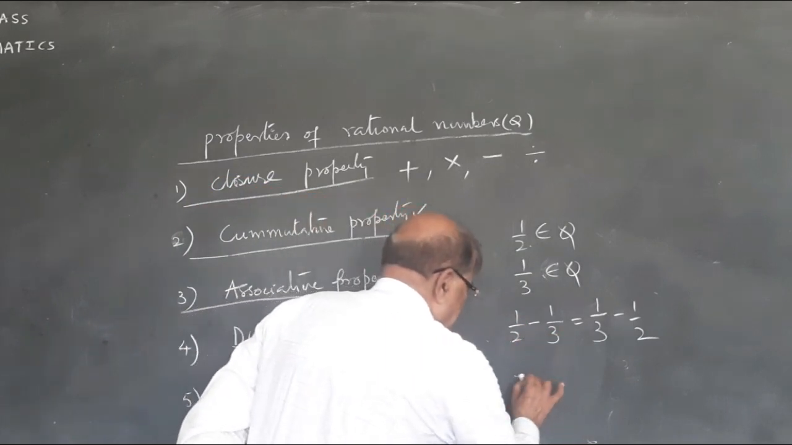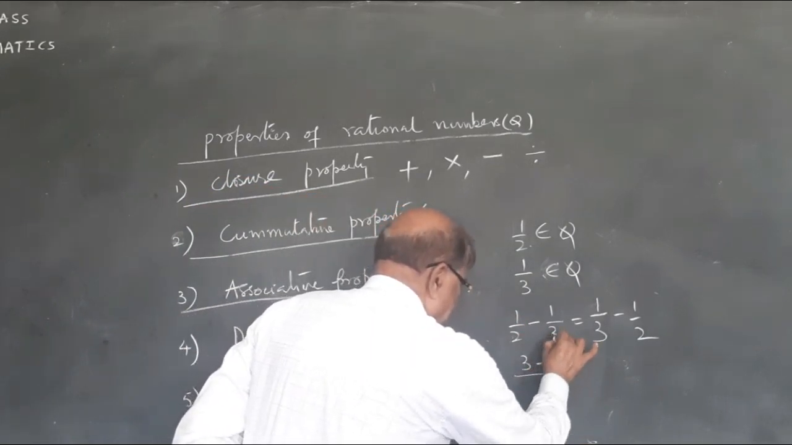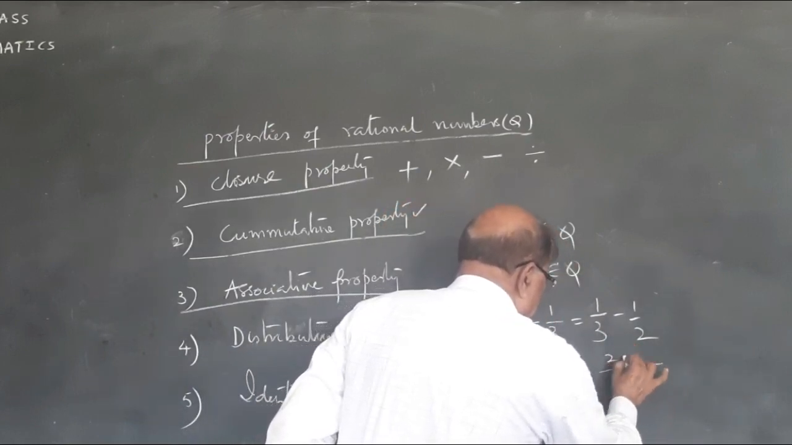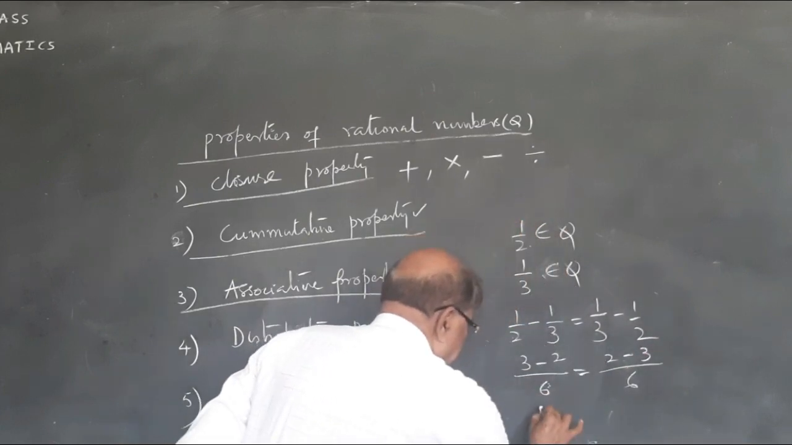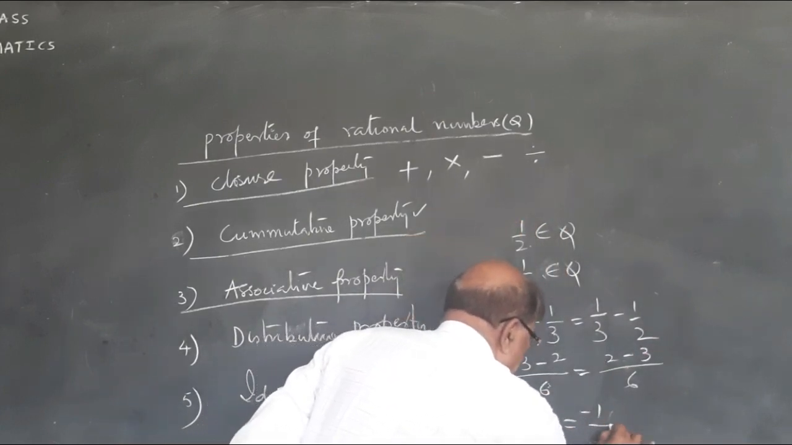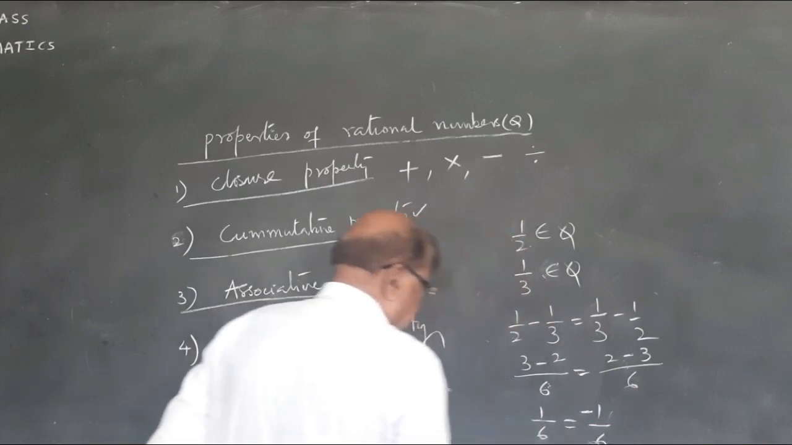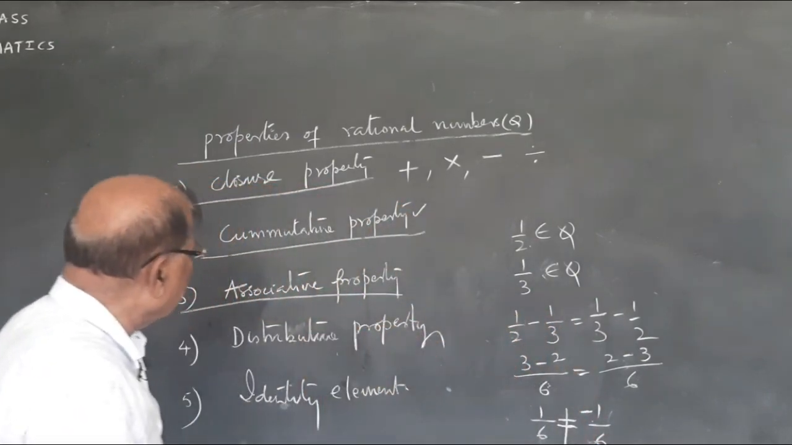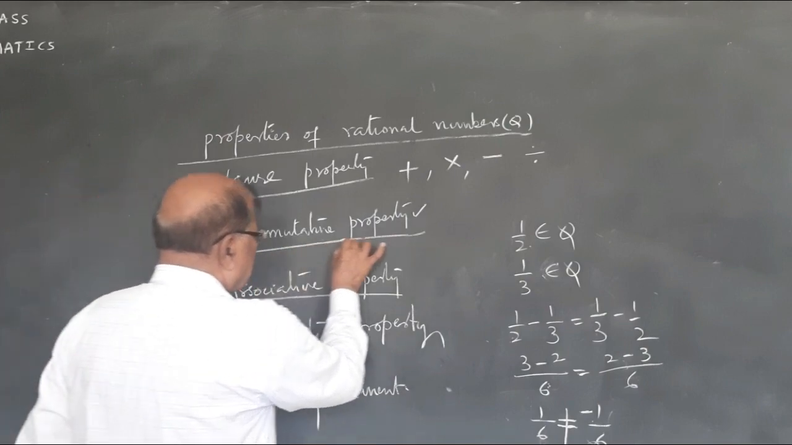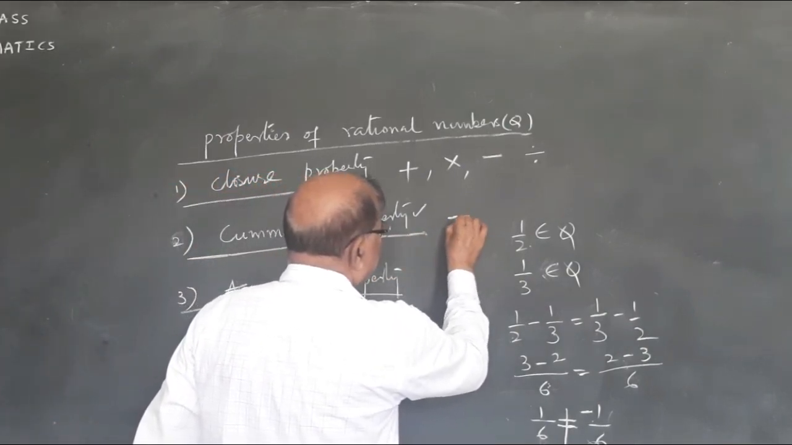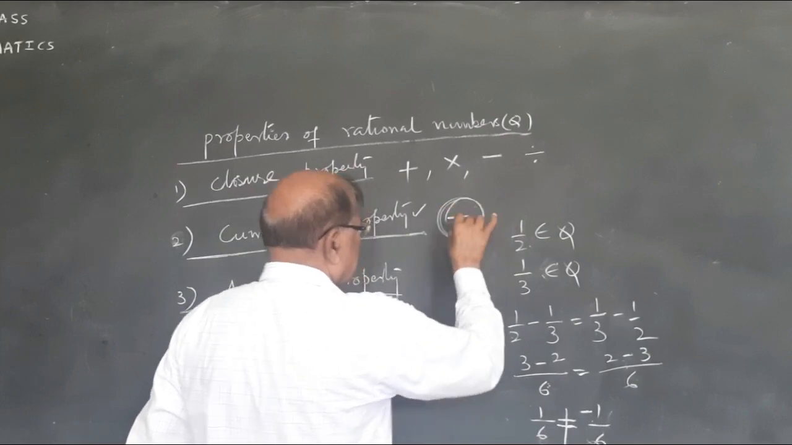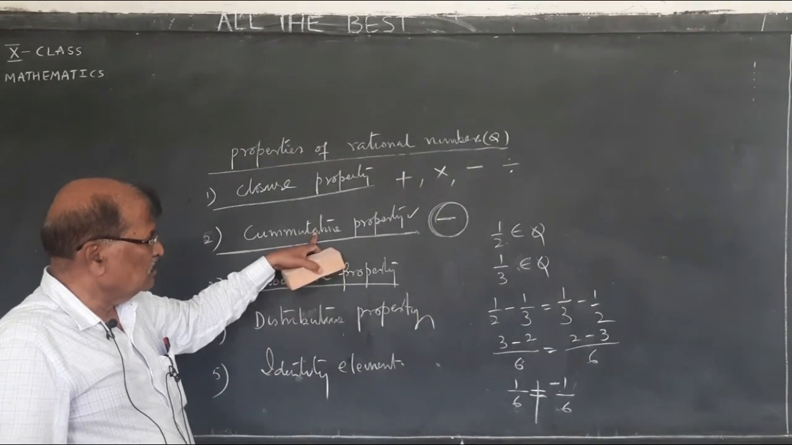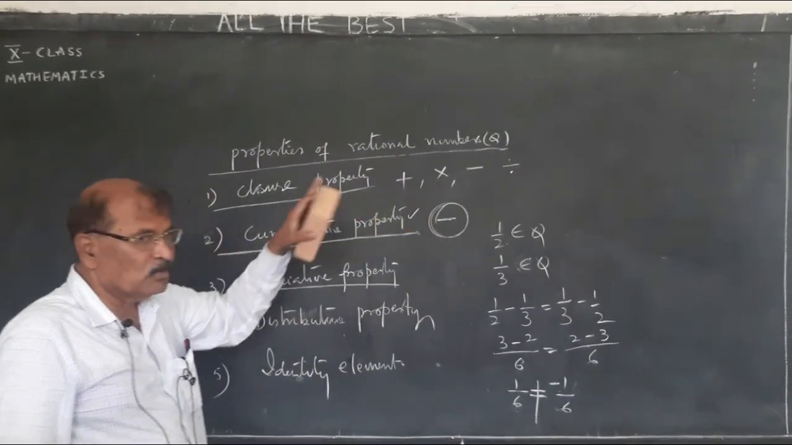So the LCM is 6. Take LCM 6: 3 2s are 6, 2 3s are 6. So you are getting 1/6 is equal to minus 1/6. Minus 1/6 is not equal to 1/6. So it is very clear that the commutative property does not hold good in subtraction. It holds good in addition; in subtraction it doesn't hold good.